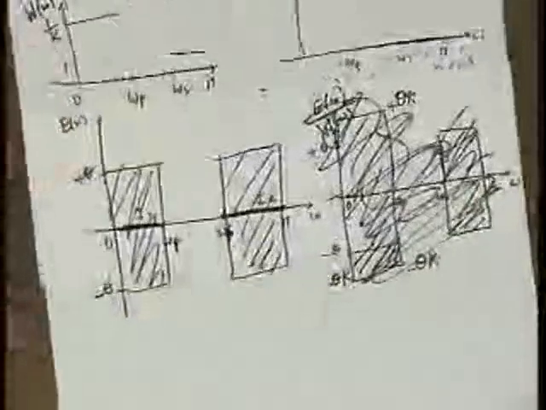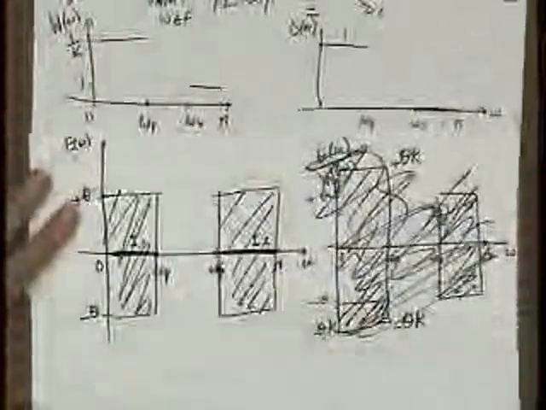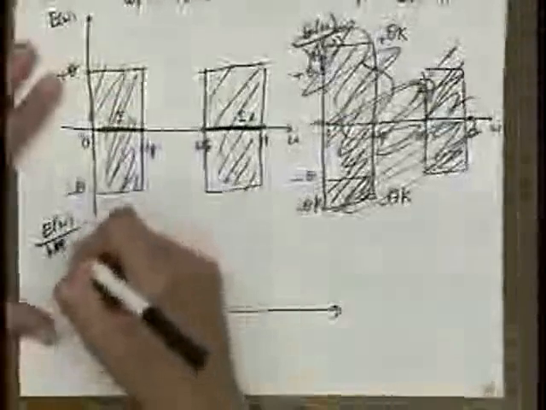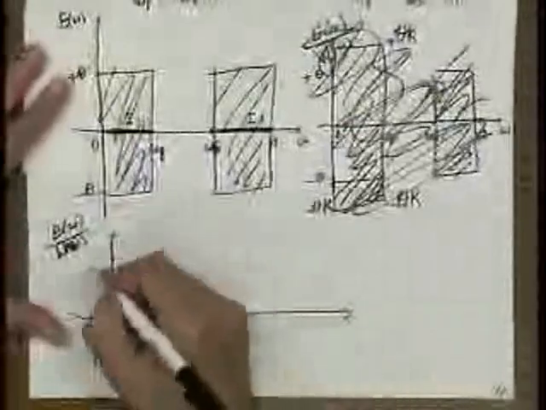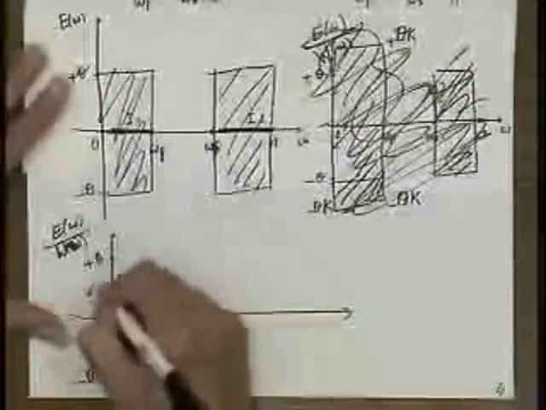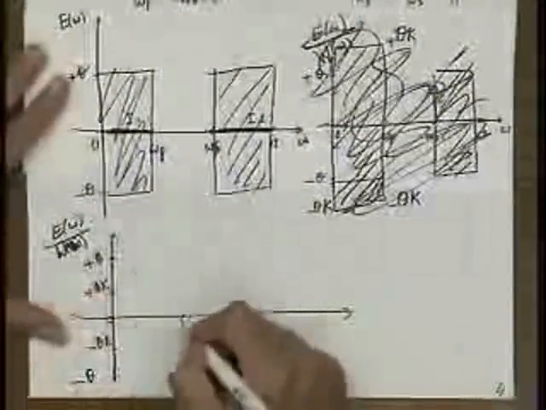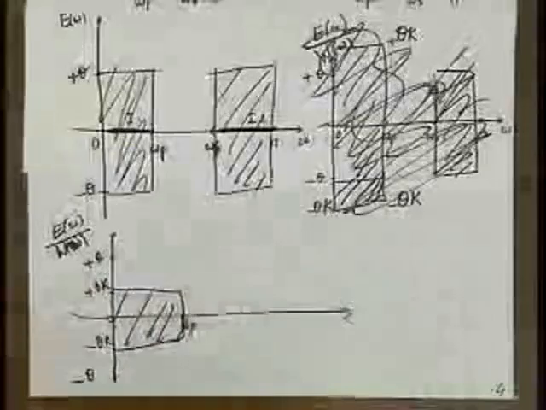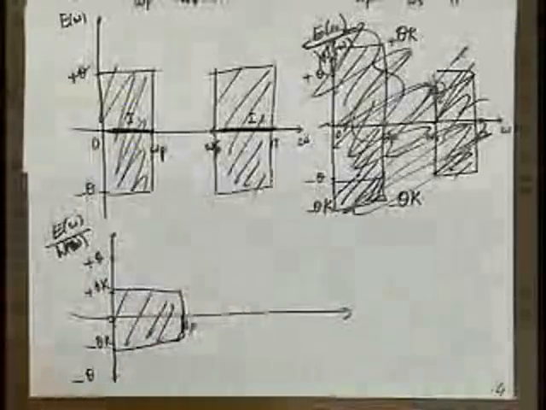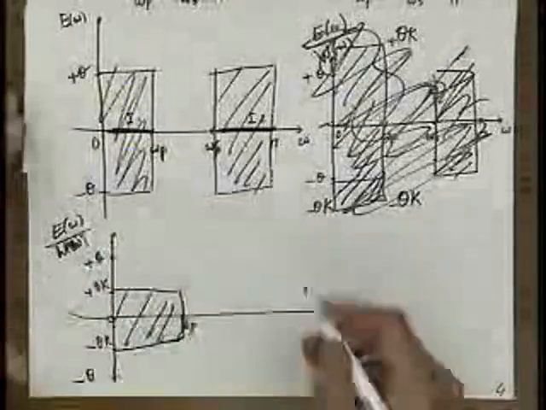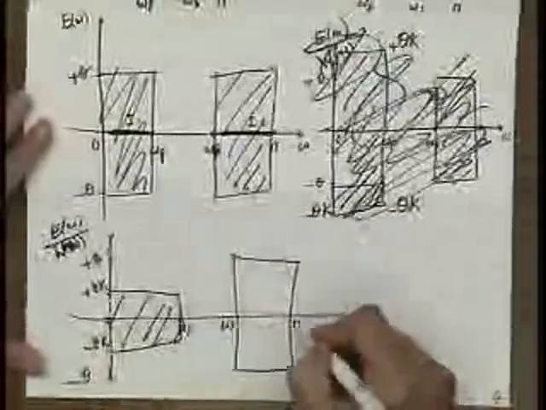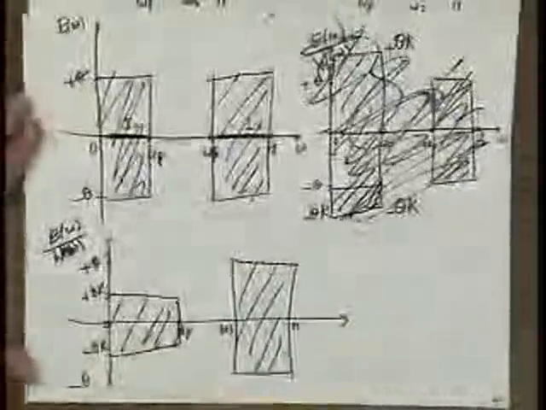The point is, k can be either smaller than 1 or bigger than 1. But since I've plotted here for larger than 1, let's do it for smaller than 1. Good point. So E of omega over W of omega. This is plus theta, this is minus theta, this is plus theta k, and this is minus theta k. So between 0 and omega p, it's in this range. And between here is this other range. Between omega s and pi, it's between plus theta and minus theta. Okay?